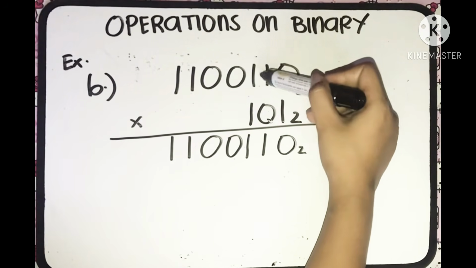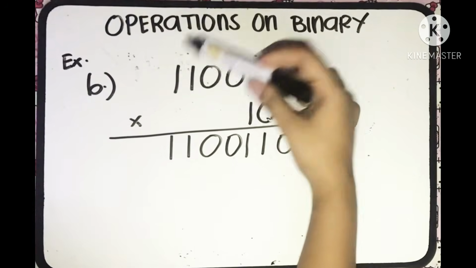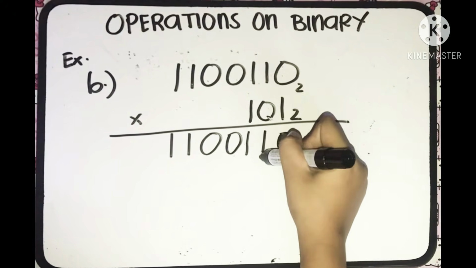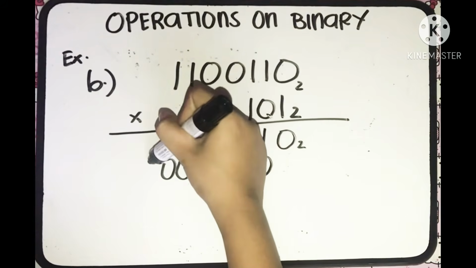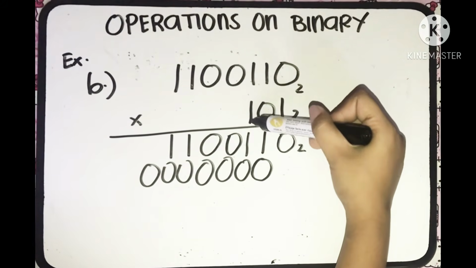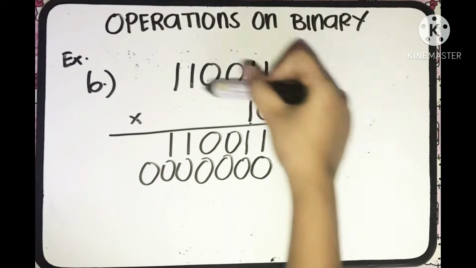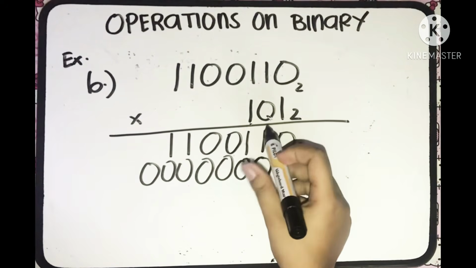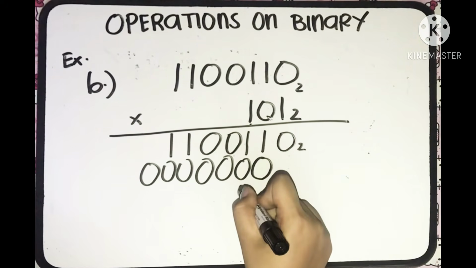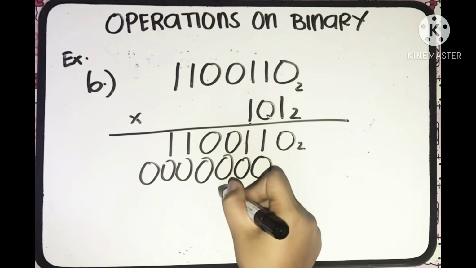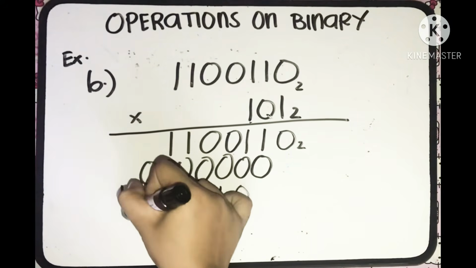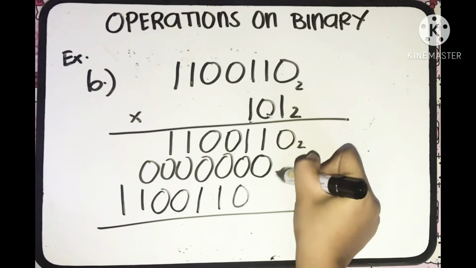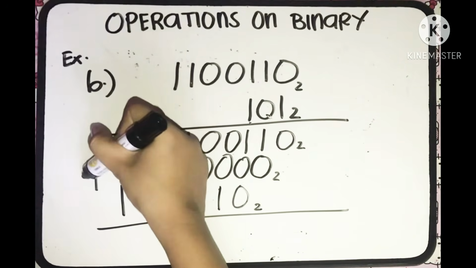So, we have 1, 2, 3, 4, 5, 6, 7 bits. So, lagay natin 7 na zeros. 1, 2, 3, 4, 5, 6, and 7. And then, lastly, we have 1. So, copy lang ulit natin yung factors, but mag-move tayo ng isang place. So, we'll have 0, 1, 1, 0, 0, 1, 1. And then proceed sa addition of binary numbers.